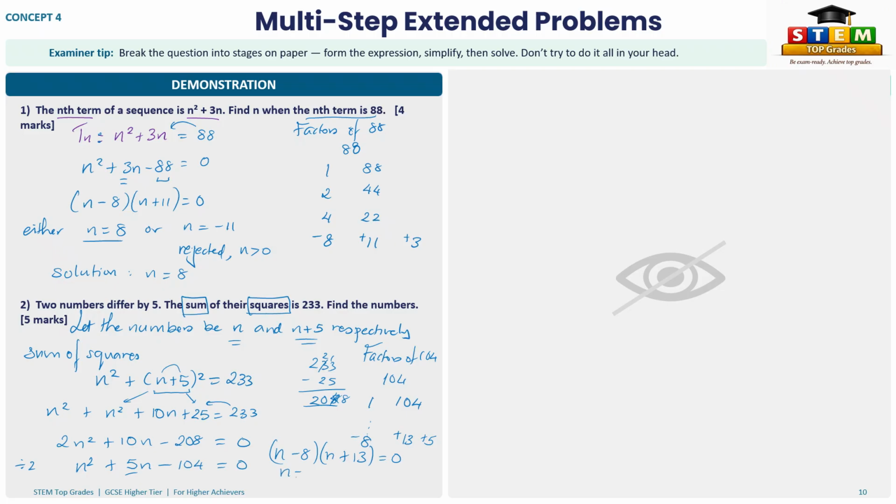So n is equal to 8, n is equal to negative 13. Are we rejecting any number? No, we don't need to reject anything because there's no restriction on the numbers. We can think of a number that can be negative as well. So we got two answers, 8 and minus 13. There you go. Answer done.